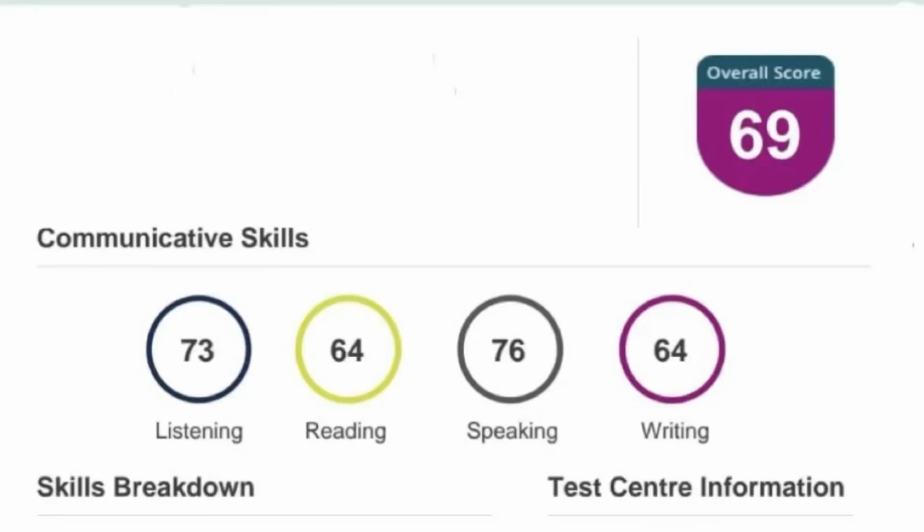This result, the overall score here is 69, okay? And the person scored 73 in listening, 64 in reading, 76 in speaking, and 64 in writing. Now, this score is supposed to be 65 across all modules. The person is required to get 65 across all modules, but you can see 64 in reading and writing, just one mark short of the 65 mark, right?